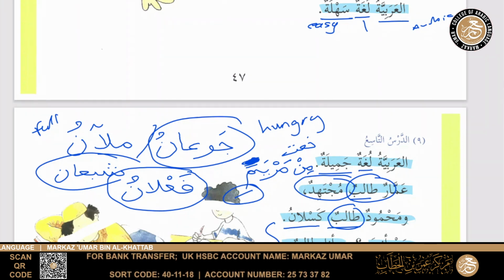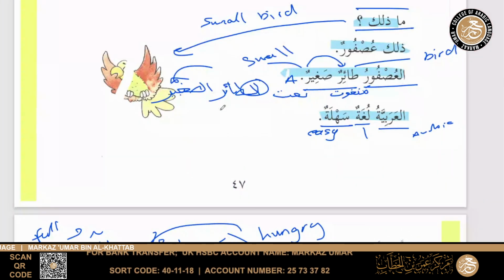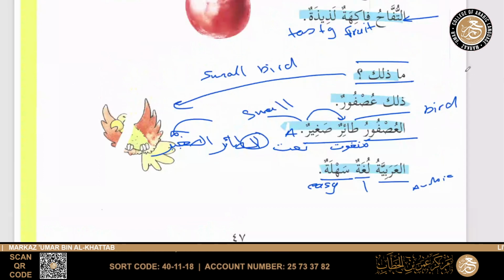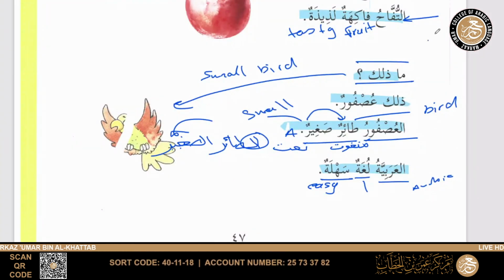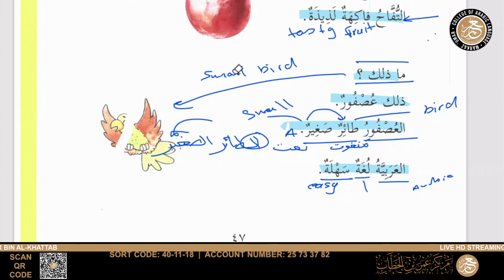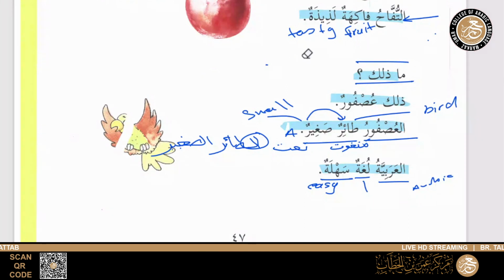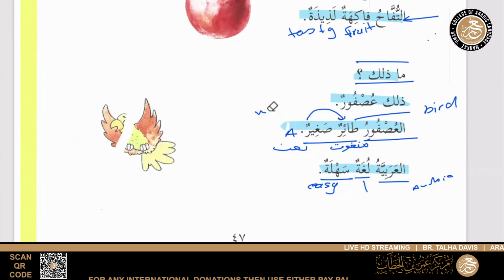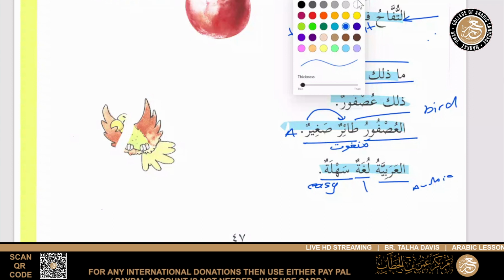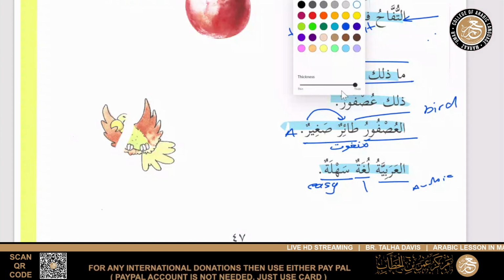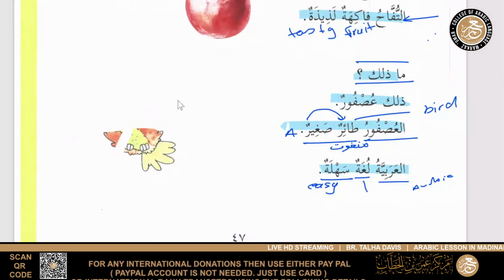Okay, let's do a drill here. Let's rub out some of this. So we'll do a quick drill and we'll go through the different meanings of what we've done in previous lessons. One second. Just rub this out as well so I can write on it.